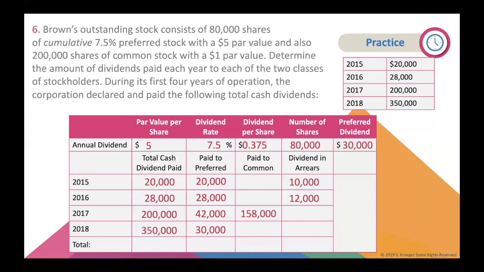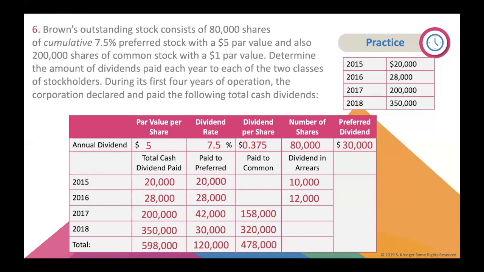How much will go to common shareholders? Remember, it would be the rest of it. Subtract $30,000 from $350,000. It would be $320,000. The last thing to do is total the first three columns. Total cash dividends paid are $598,000. $120,000 went to preferred shareholders and $478,000 went to common shareholders.